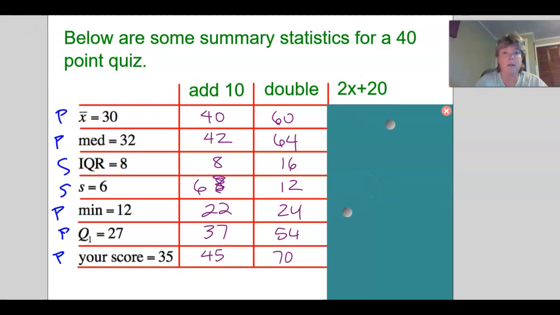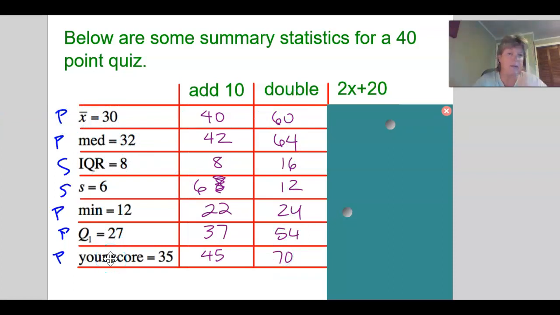So for doubling, this is a scaling, right? We're going to multiply everything by 2. So this is the one where it's essentially a dilation in geometry terms. That transformation would be a dilation. So everything's going to change in this case. So every one of these is going to get doubled.